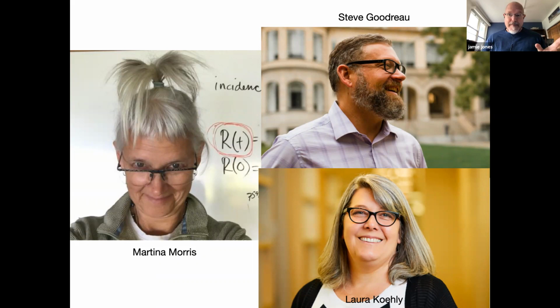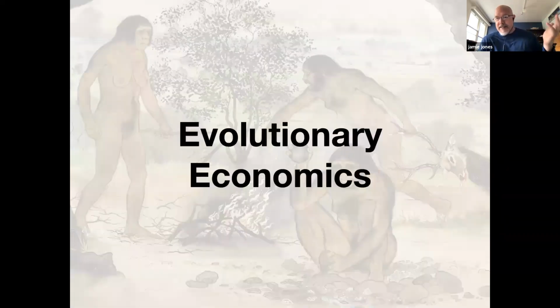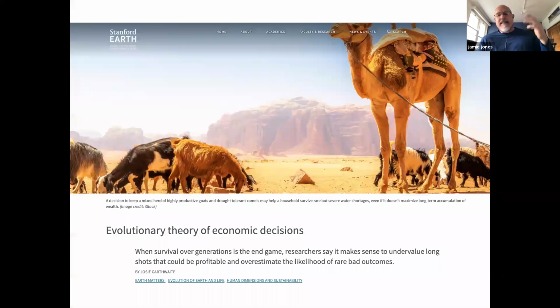But let me start by talking about where I was at the end of 2019. I've always worn two hats. I'm an evolutionary anthropologist. I'm interested in questions of life history theory and livelihoods and that sort of thing. And I've been engaged in what you can broadly call evolutionary economics. We wrote a paper that had a camel in it, and camels get clicks.